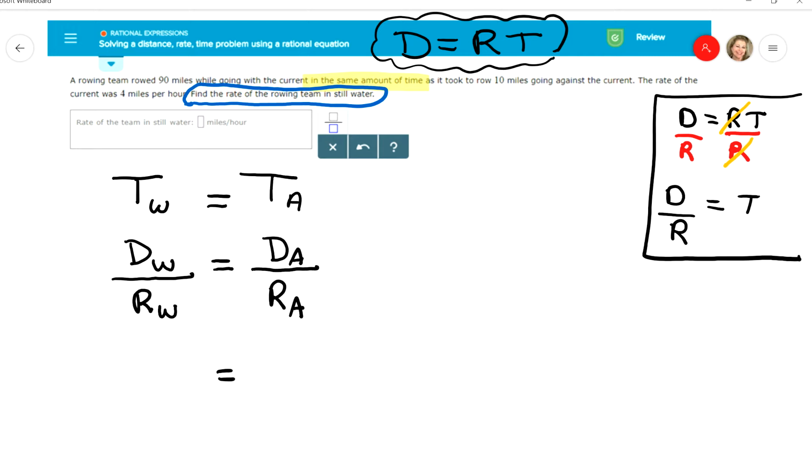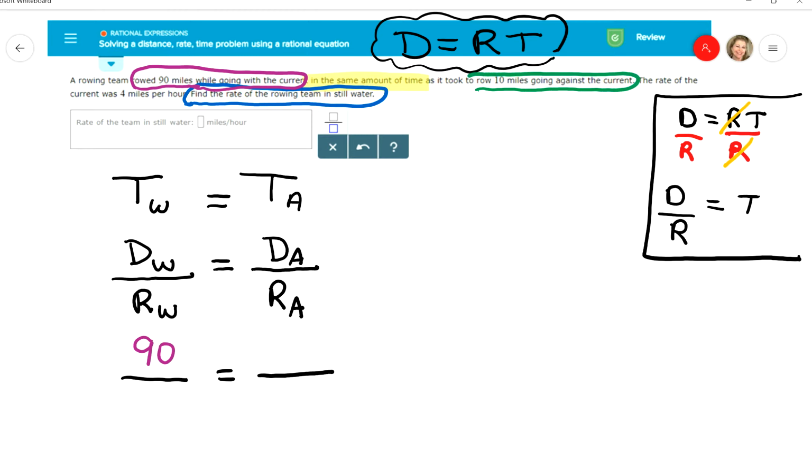And I already know two of those amounts. I was told that the rowing team rowed 90 miles while going with the current. So 90 miles goes right here. I was also told it took 10 miles going against the current. So the distance against was 10. And then they tell me that the current itself was 4 miles per hour.